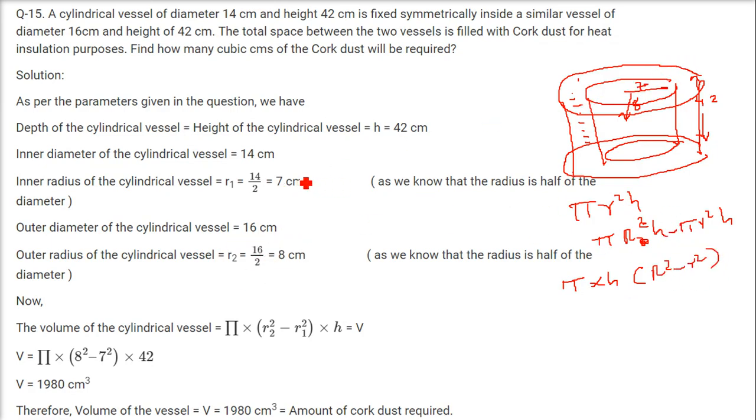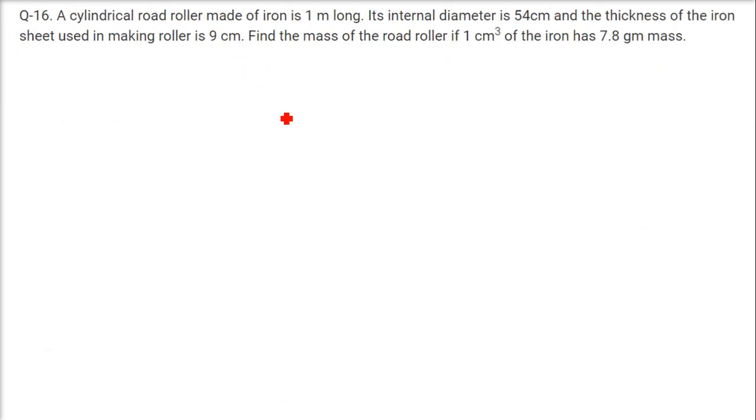So what is the radius? As I said, the outer radius is 8, inner radius is 7. So just put in here pi, height is 42, R square minus r square, that is 8 square minus 7 square. You compute it, it will be 1980 centimeter cube, right?